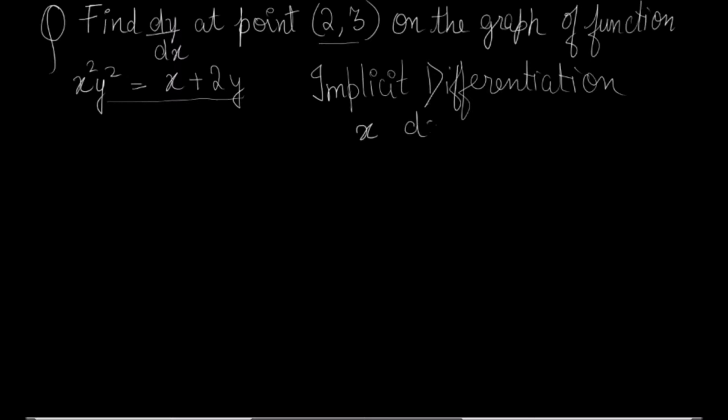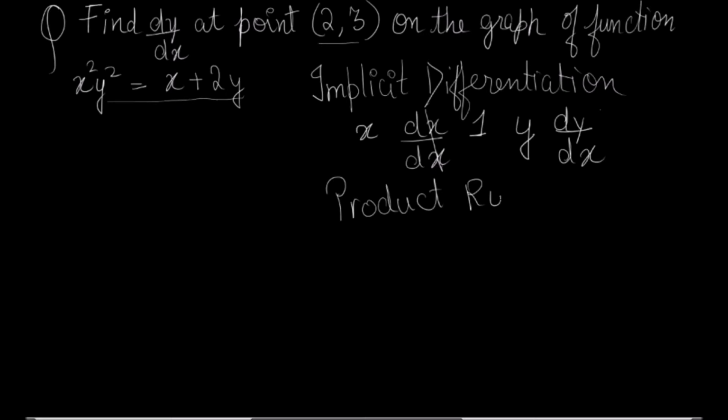When you're using implicit differentiation, what you really need to remember is that when you're differentiating x, you have to write dx over dx next to it, and when you're differentiating y, you have to write dy over dx next to it. This is because you're differentiating x in terms of x and y in terms of x. dx over dx is the same thing, so you're just going to write 1 because it cancels out.